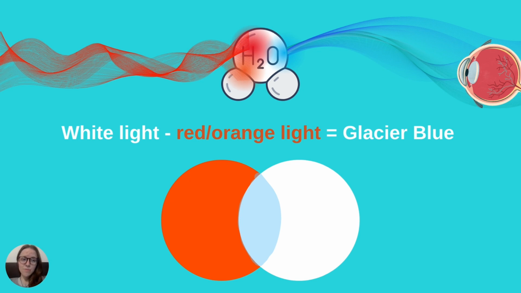In this slide, I've depicted the red or orange light, the long wavelengths, entering into the water molecule of the glacier and staying put because the water molecule's frequency matches with the red, orange light frequencies. And then what's left is what we see as glacier blue.